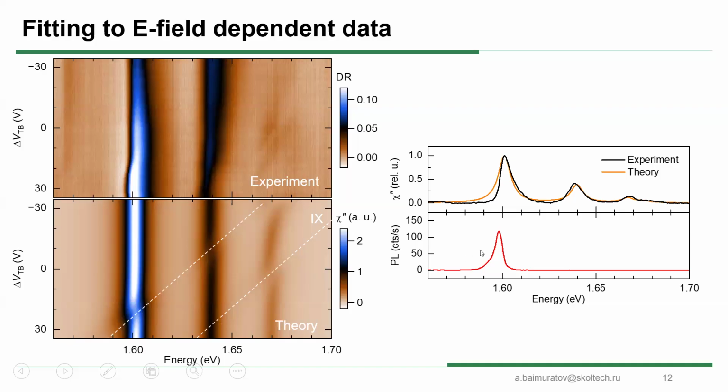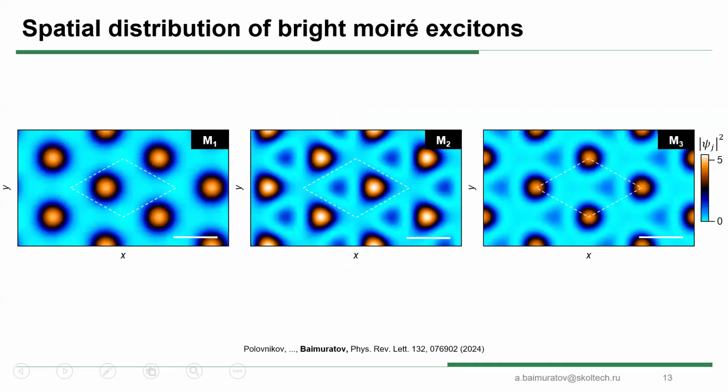Now I just show you the real space positions of at least the first two, M1 and M2, and the idea that they localize in different high symmetry stackings.